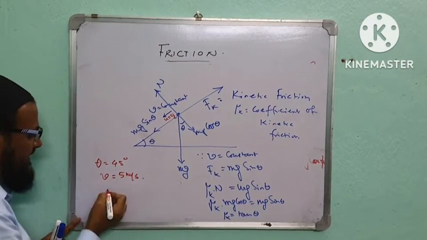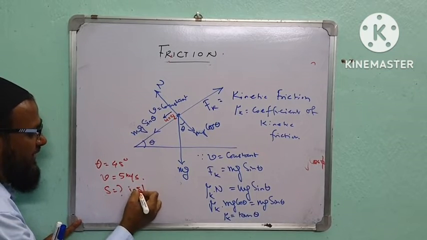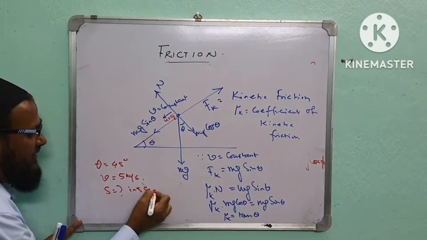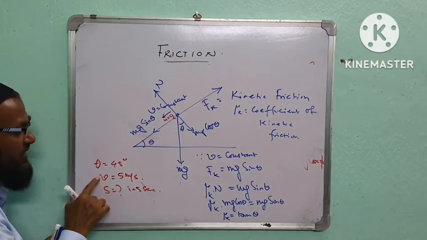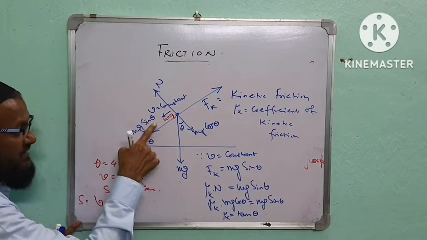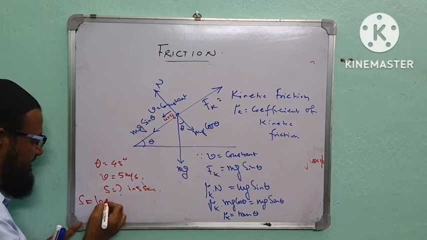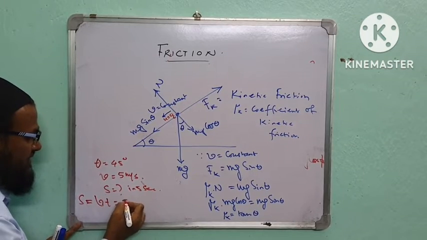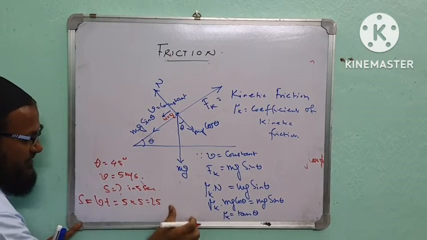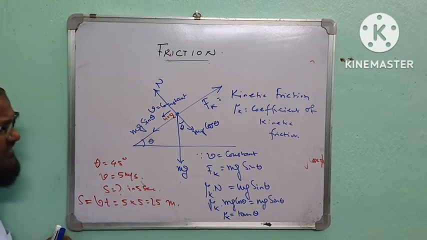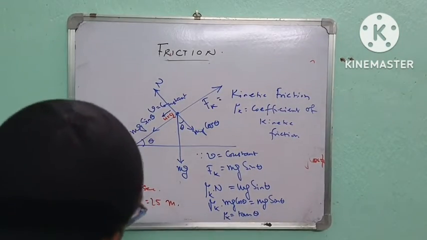5 meter per second. S equal to, question, in 5 seconds. What is the answer? Simple answer. Since v is constant in this case, S equal to v into t. So this is 5, v equal to 5. 25, originally 25 meters. Okay? 25 meters.